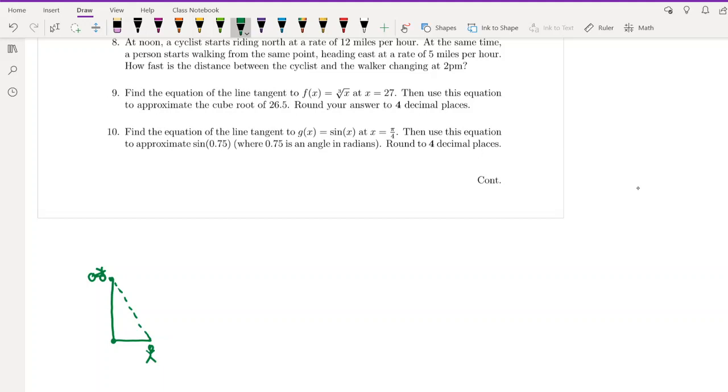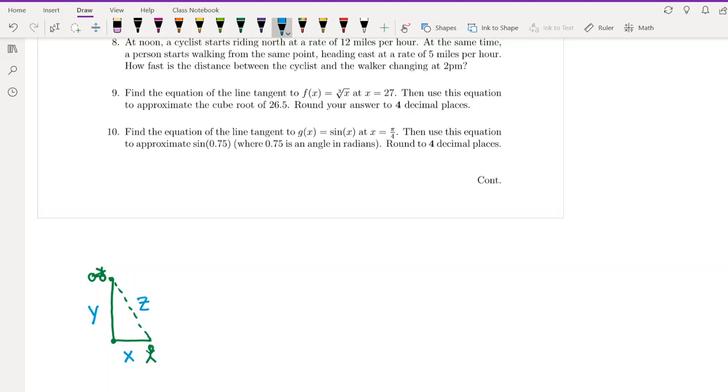Okay, so next thing is to figure out what is changing in this question and give variables to those things that are changing. So looking at our picture here, the distance between the starting point and the cyclist is changing, right? So we could call that distance maybe y. And then the distance between the starting point and the person walking is also changing. And then the diagonal distance between them is also changing, so that's z.